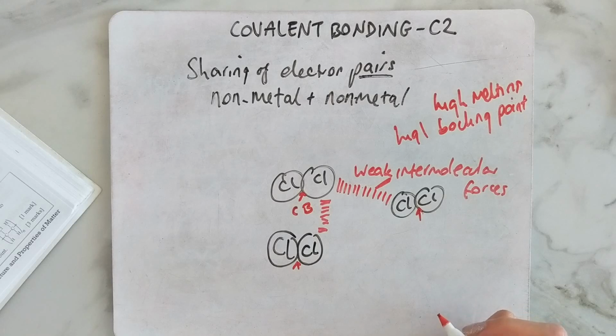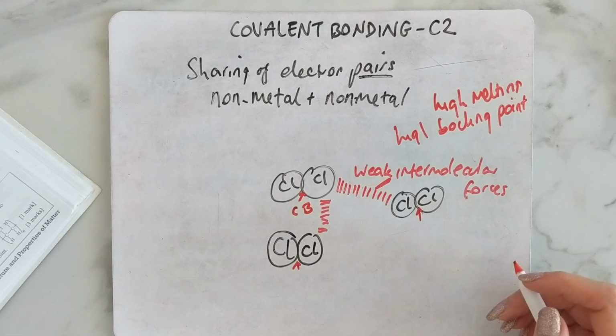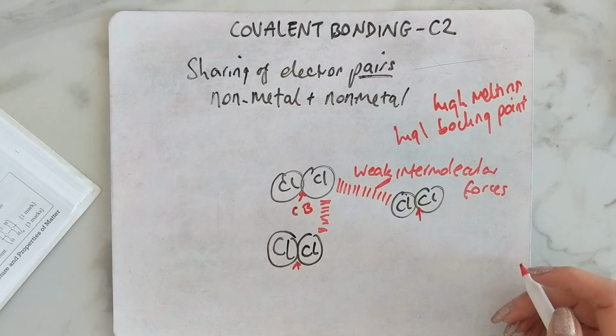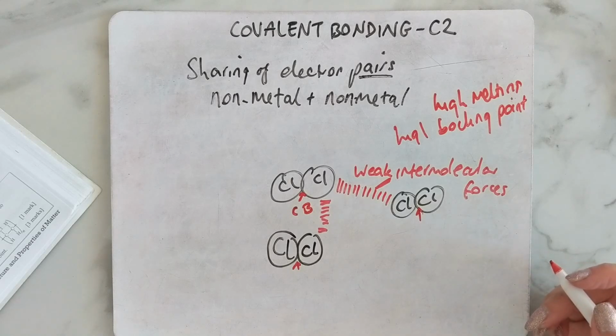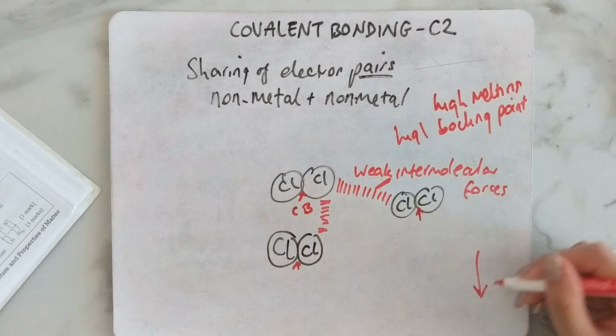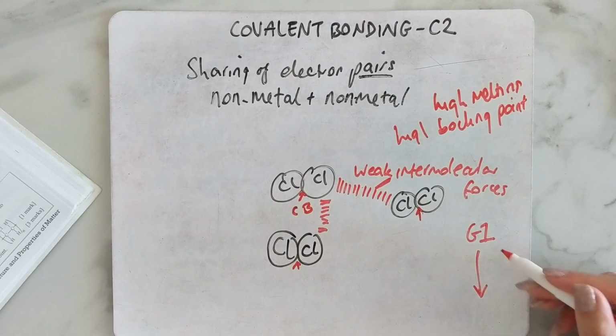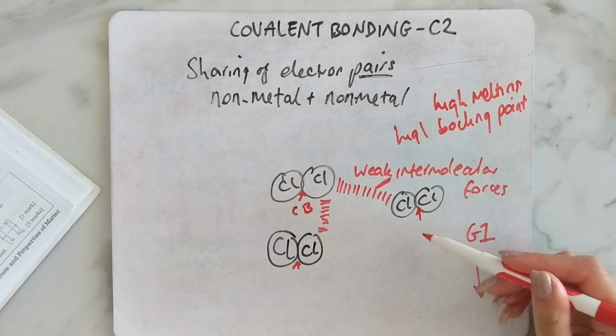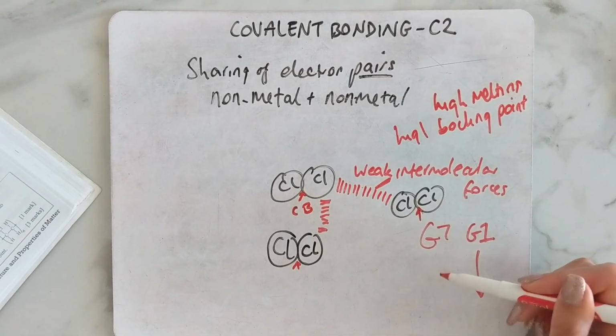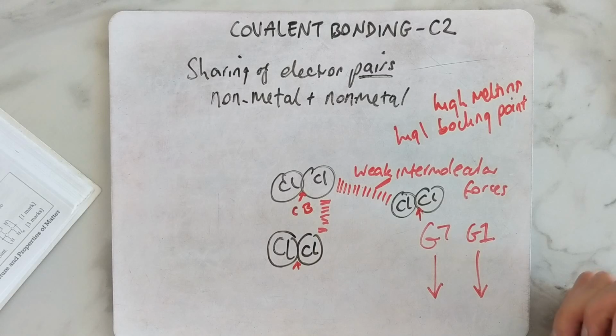So as molecules get bigger, the strength of the intermolecular force increases, which means more energy is needed to break them, and the melting and the boiling points both increase. So depending on the group, elements either increase or decrease in size. So for instance, in group 1, the atomic radius, meaning the size of the atom, increases down the group, whereas for group 7, it's the same thing.